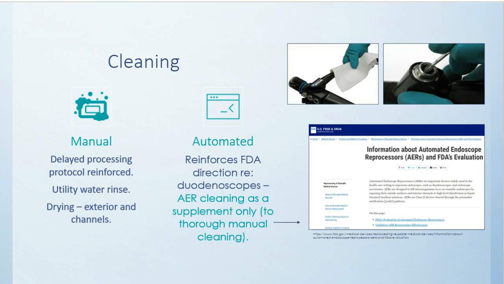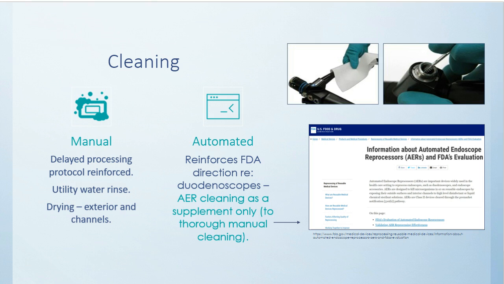Then drying the exterior with a clean, non-linting cloth and purging any accessible channels with instrument air or filtered air from a flushing pump. This throws a lot of people. Why would I dry a scope, especially if I'm just putting it in an AER next? Well, you're not. What you should be doing next is a step called inspection that we'll talk about in the next slide. And you can't see through water, so we need to dry the scope and the channels to be able to adequately inspect it.